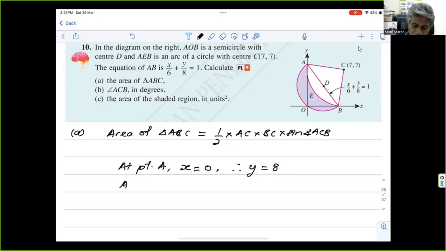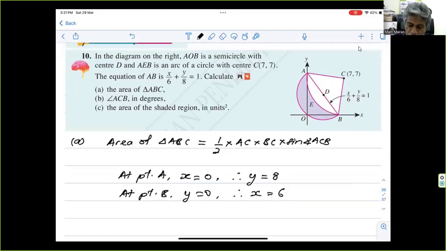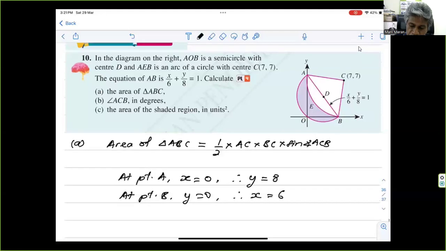Similarly, at point B, y is equal to 0. And therefore, x will be equal to 6. So in other words, we found the coordinate of point A and B. So coordinate of point A will be x is 0, y will be 8. Coordinate of point B will be x is 6, y will be 0. Okay, this will be 6, 0.